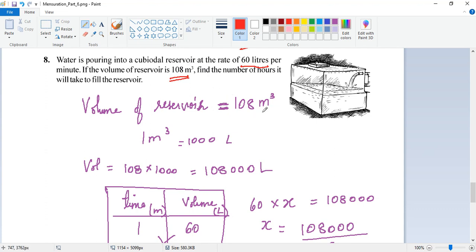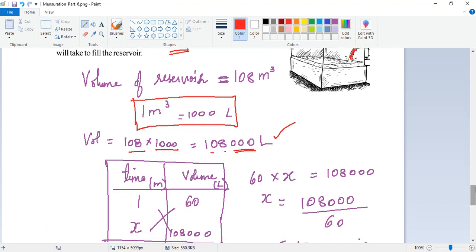So what all is being given? Every minute 60 liters of water is falling into the tank. And what is the big reservoir's volume? It's 108 meter cube. And you should know this: 1 meter cube is 1000 liters. Understood? So how many liters can it hold? It can hold 108 into 1000. You just have to add 3 zeros to it. So that's the liters of water that can be filled into this reservoir. It can hold so much water.